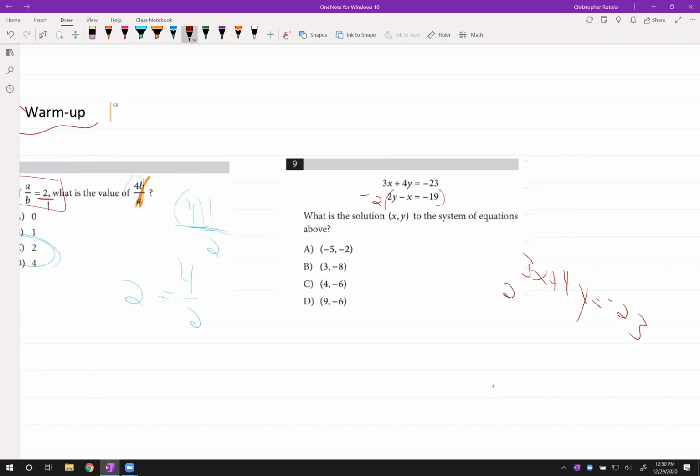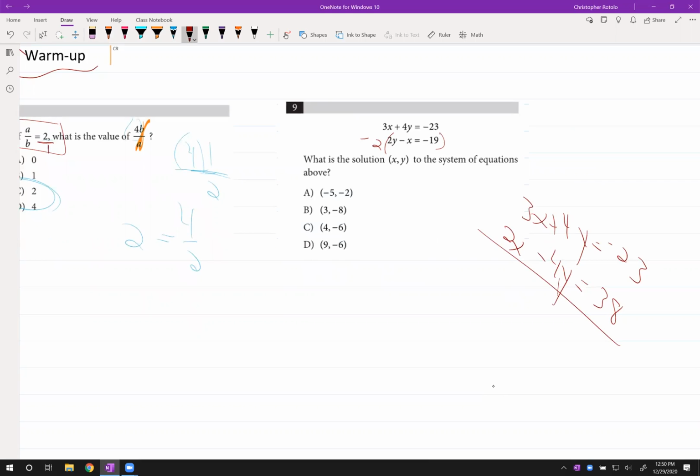All right, so that means I'm going to get 2x, so that works out nicely. I'm going to get negative 4y. That's what we're after, and negative times negative is positive, and 19 times 2, well, that's basically 20 times 2. It's 40, but it's too short, so it's 38. So we're going to get rid of those. So we got 5x equals 15. X turns out to be 3.